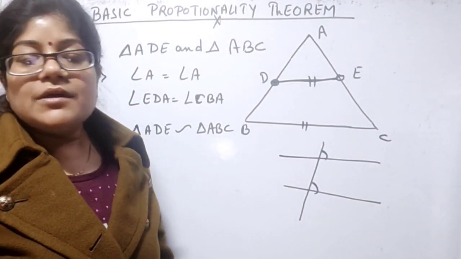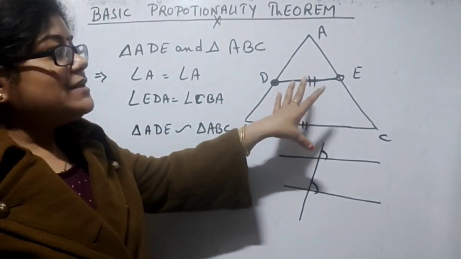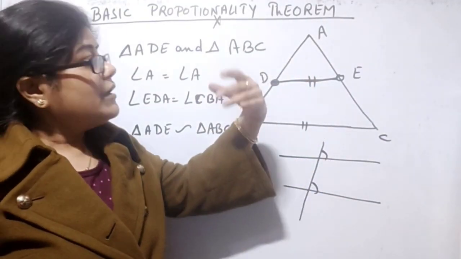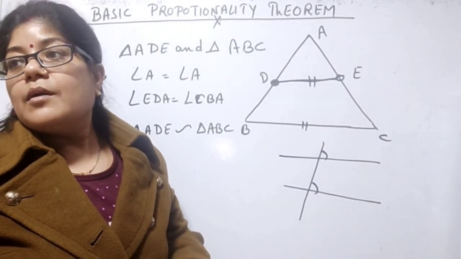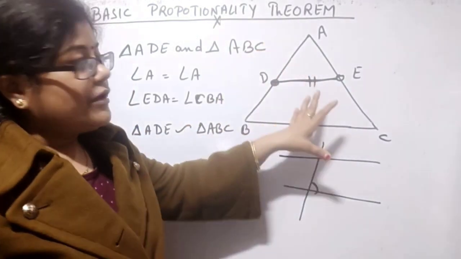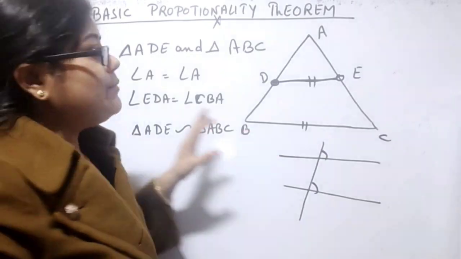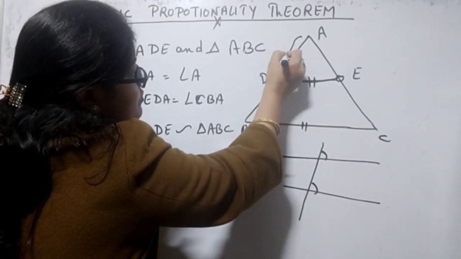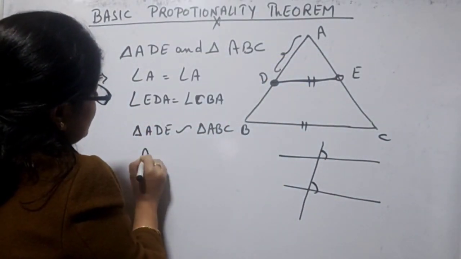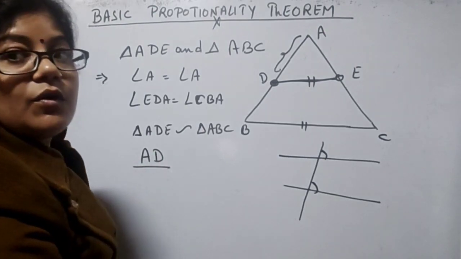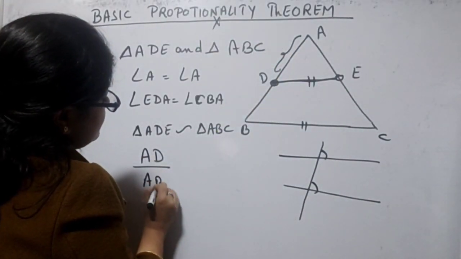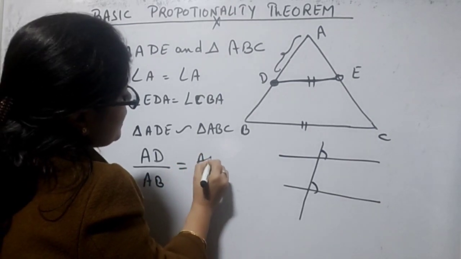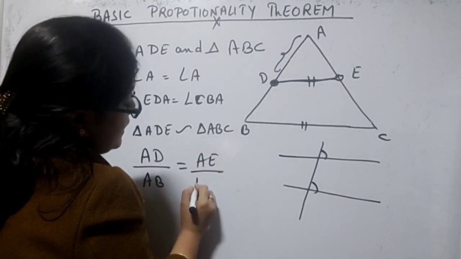Finished? Now when these two triangles are similar, then the remaining things may or may not be equal. But one thing is sure, the ratios are equal. That means if we take this small side of the triangle, that is AD, and the bigger side of the triangle AB, similarly, the ratio of AE to AC.